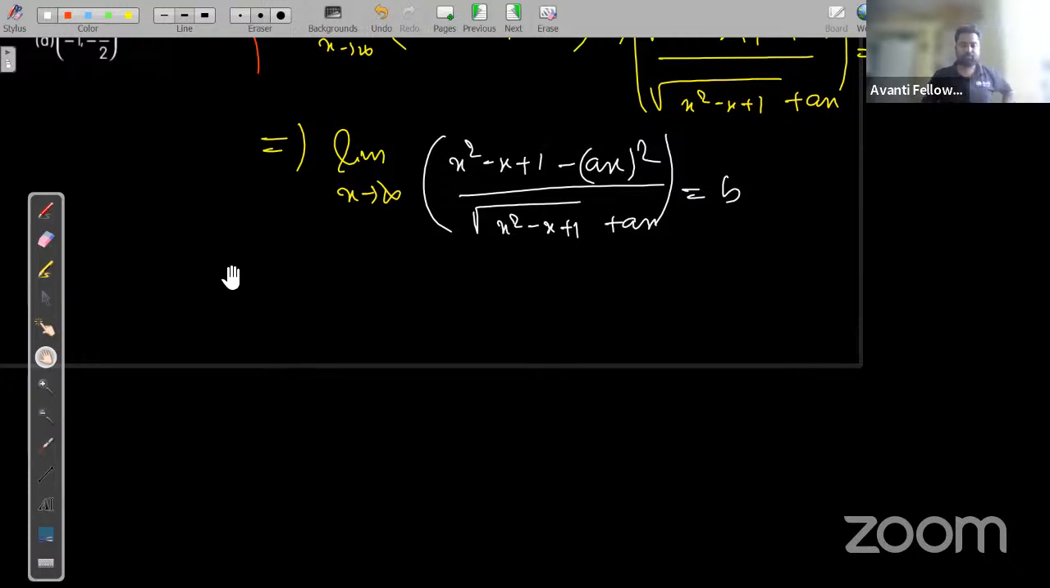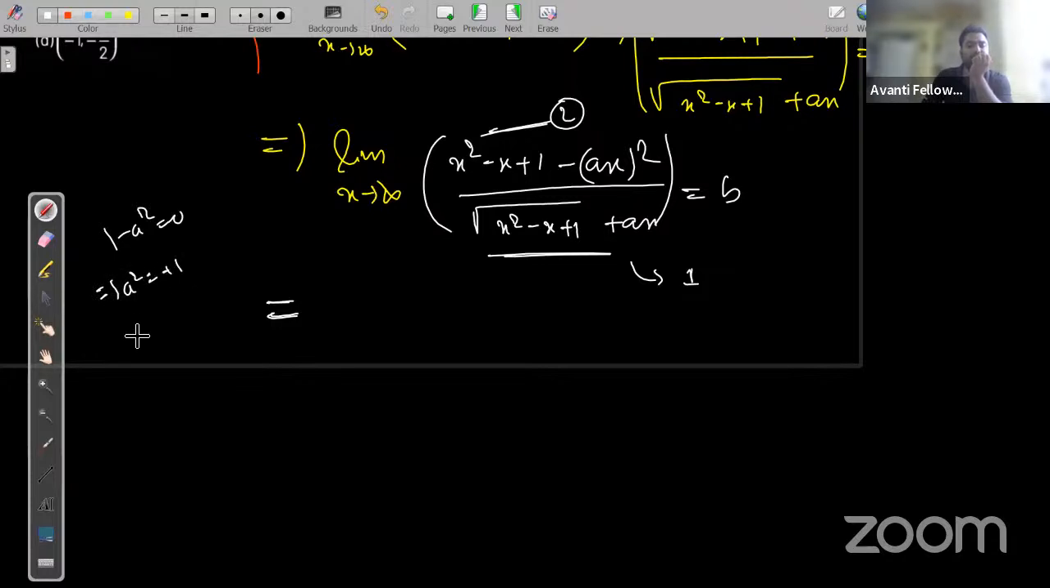So how can we solve it? The power of the denominator is 1, the power of the numerator is 2. So how can we write this? If you put 1 minus a square equal to 0, then a square is equal to 1, so a is equal to plus or minus 1, right? So a is equal to plus or minus 1.